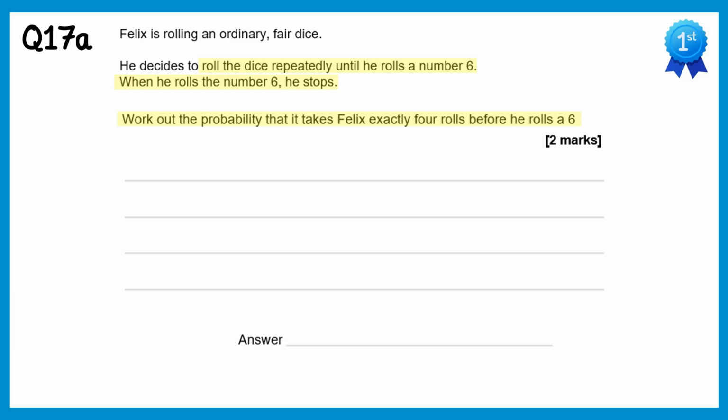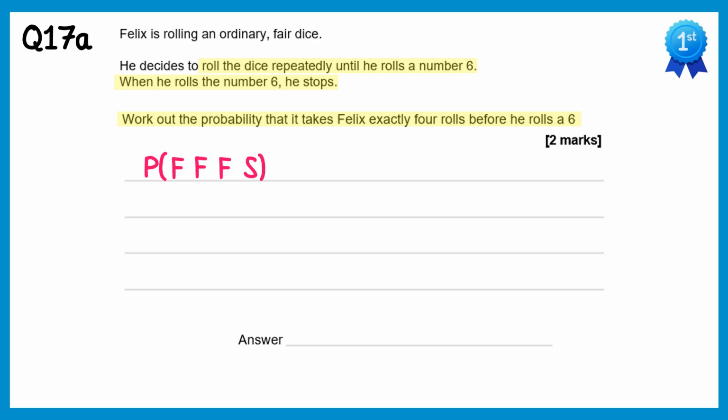Now if he takes exactly 4 rolls, he needs to fail on the first 3. So we're going to write the probability that he fails first, then he fails on the second roll, then he fails on the third roll, but on the final roll he's successful and he gets a 6.